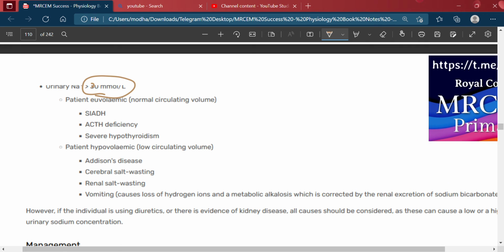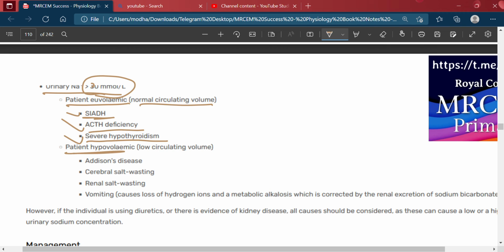Then if the urinary sodium is greater than 30 millimole per liter, the patient is euvolemic, with normal circulating volume. It is seen in SIADH, the syndrome of inappropriate secretion of antidiuretic hormone, then ACTH deficiency and severe hypothyroidism.